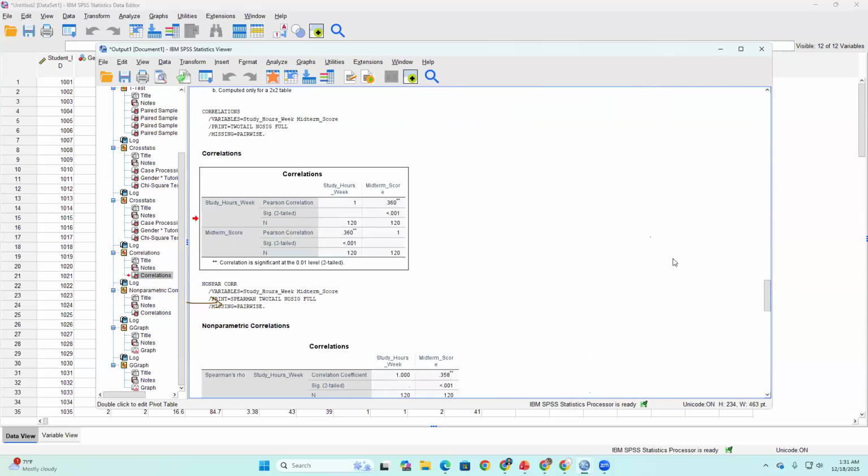Now see what the p-value is and what the correlation is. What is our correlation value? Can you write down in chat what our correlation value is? No, I'm talking about the correlation value. Incorrect. 1 is not the correlation value.